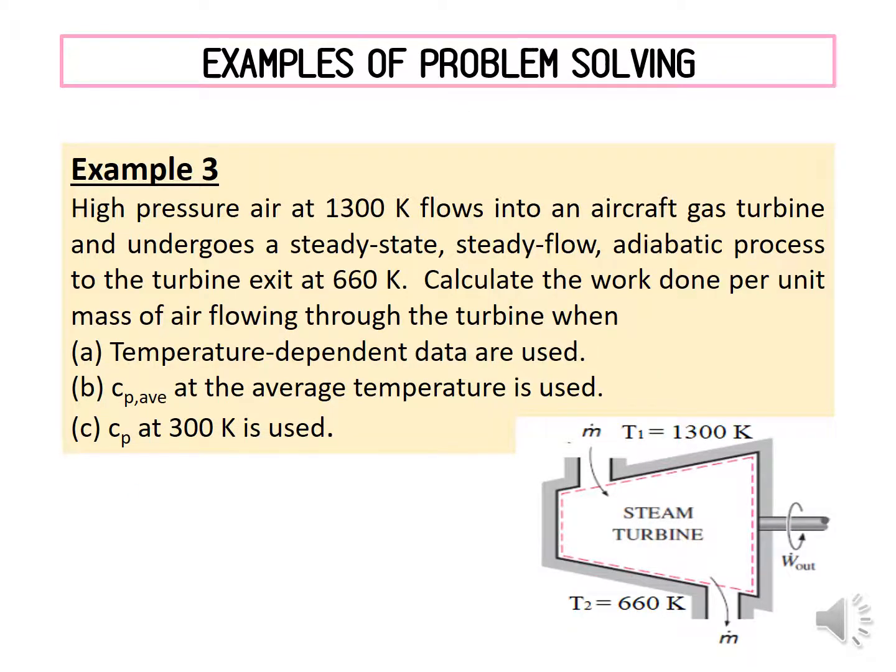Examples of problem solving. Example 3. High pressure air at 1300 Kelvin flows into an aircraft gas turbine and undergoes a steady state, steady flow adiabatic process to the turbine exit at 660 Kelvin. Calculate the work done per unit mass of air flowing through the turbine when A, temperature dependent data are used, B, Cp average at the average temperature is used, C, Cp at 300 Kelvin is used.